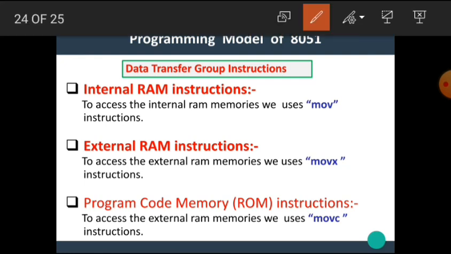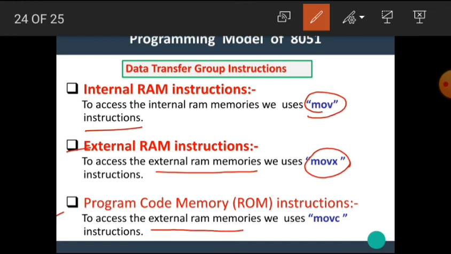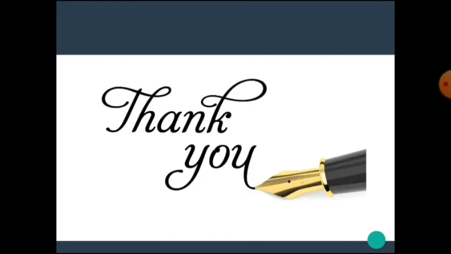Let's see once again. To access the internal RAM memories, we use the MOV instruction. To access the external RAM memory, we use the MOVX instruction, and to access the program code memory or ROM, we use the MOVC instruction. I hope you all understand the basic difference between these three types. Thank you.